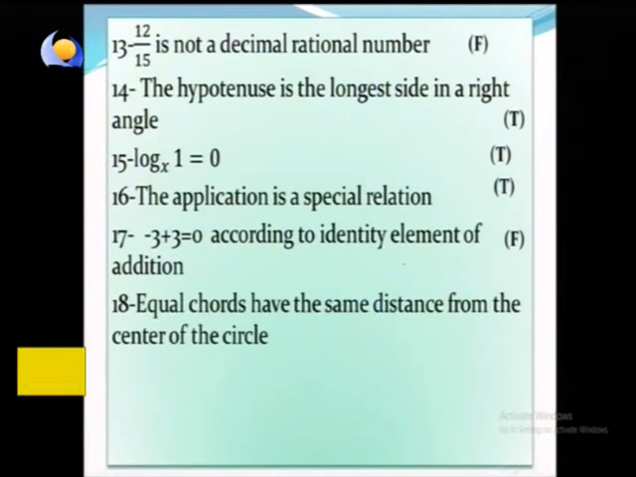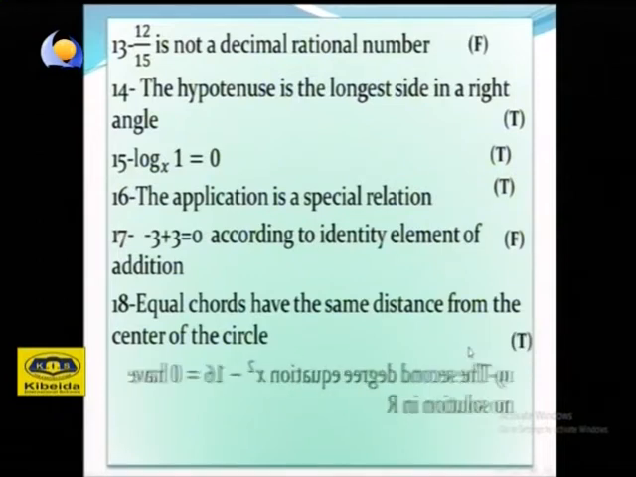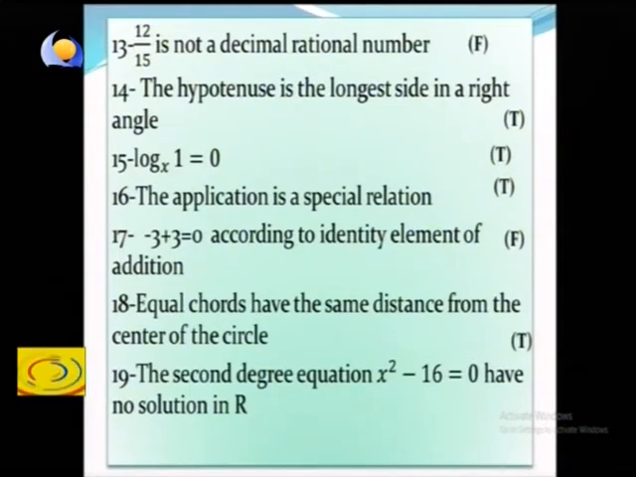Number 18, equal chords have the same distance from the center of the circle, and this is also correct. The second degree equation, x squared minus 16 equals 0, has no solution in real numbers. I will need to explain on the whiteboard.